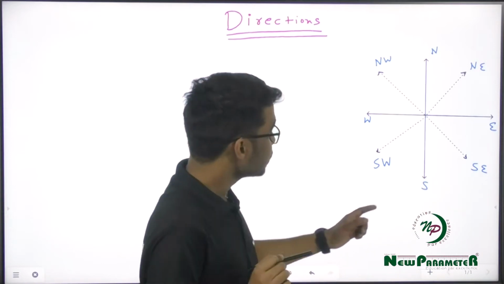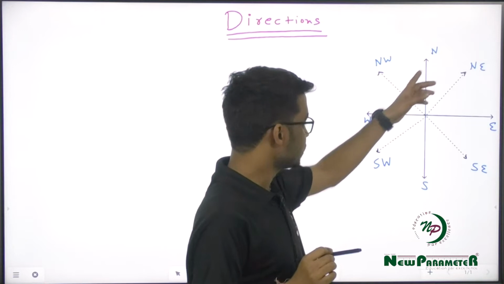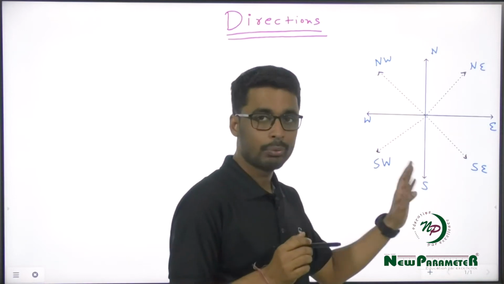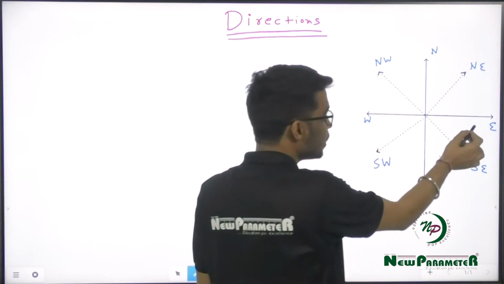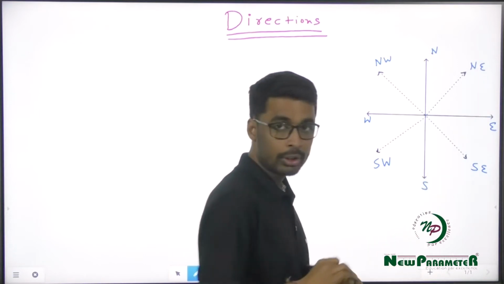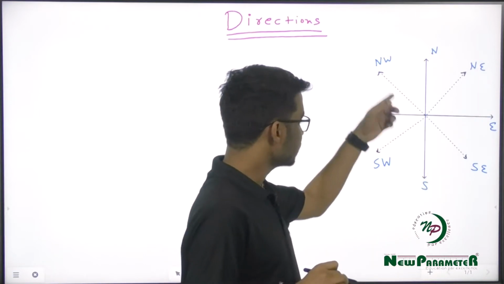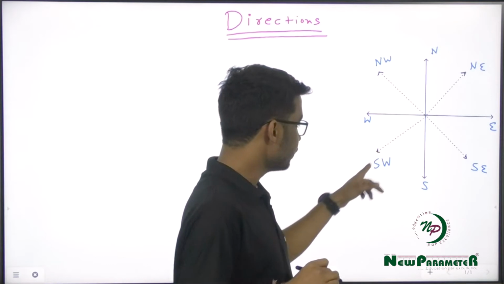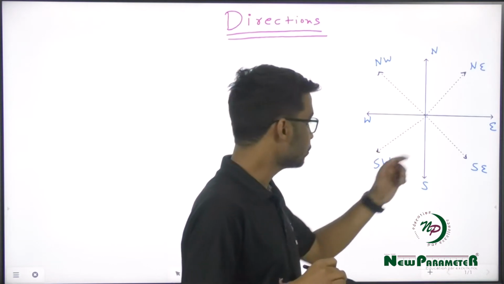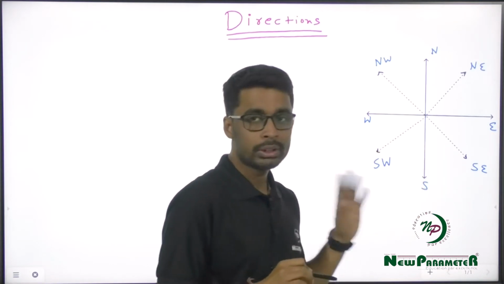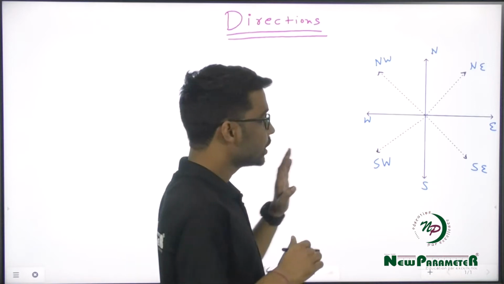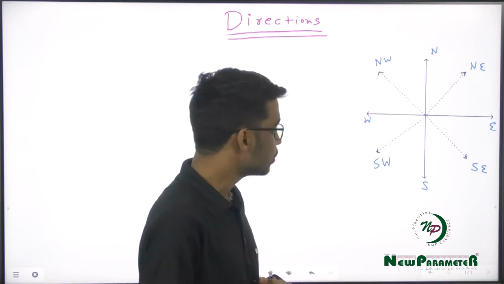Now the 4 directions that you can see with the complete lines are north, south, east and west, right? In between north and east I have made a direction called northeast. In between north and west I have made a direction northwest. In between south and west I have made a direction southwest, and in between south and east I have made a direction southeast. So these are the 8 directions that we need to study.